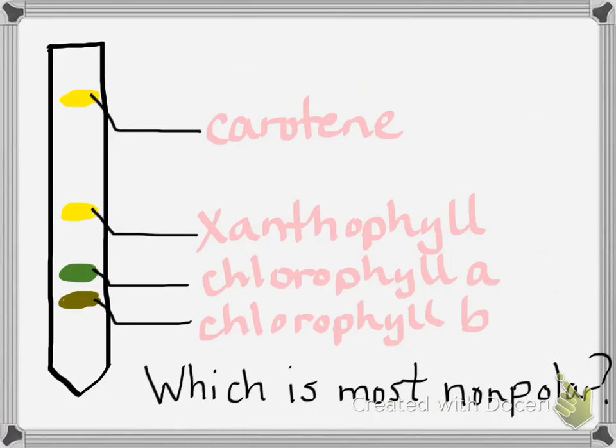Okay, try this question I have at the bottom. Which of those four was the most non-polar? Carotene. It was the most non-polar because it dissolved the best in the non-polar solvent and went the farthest. Carotene is the most non-polar. It went the farthest.